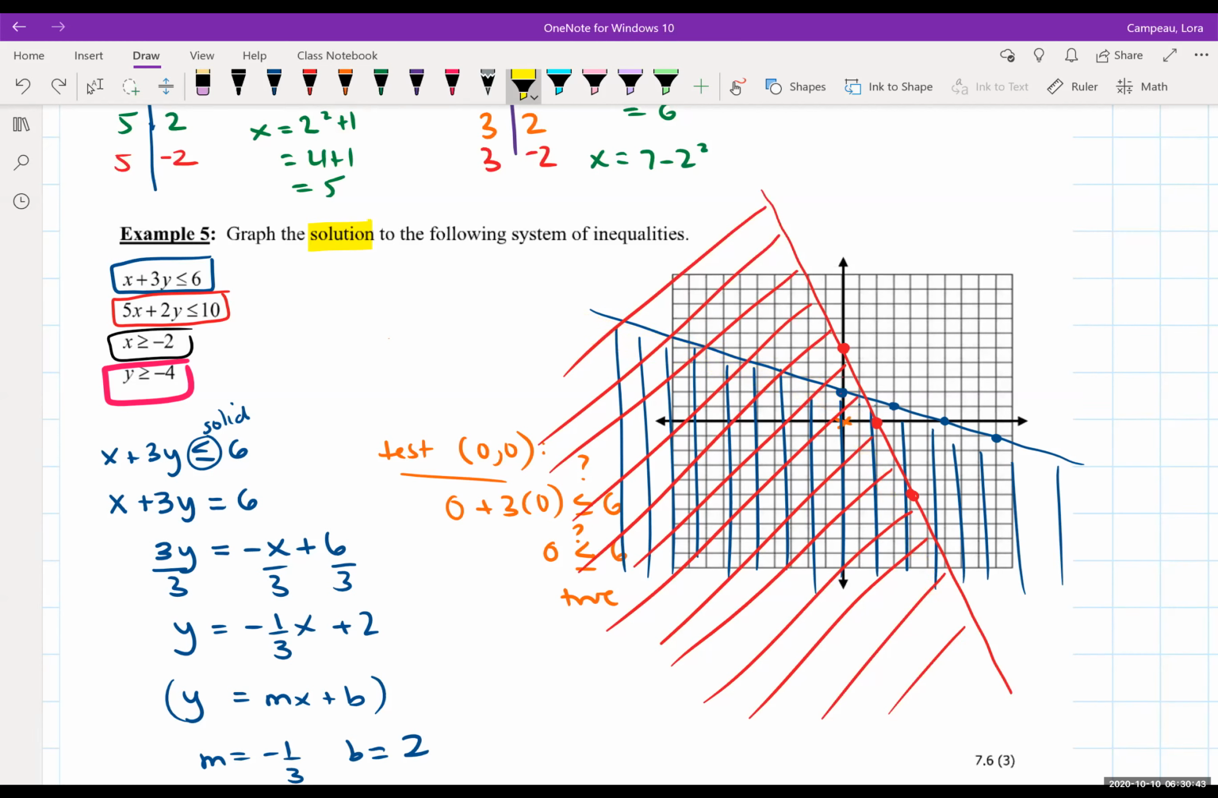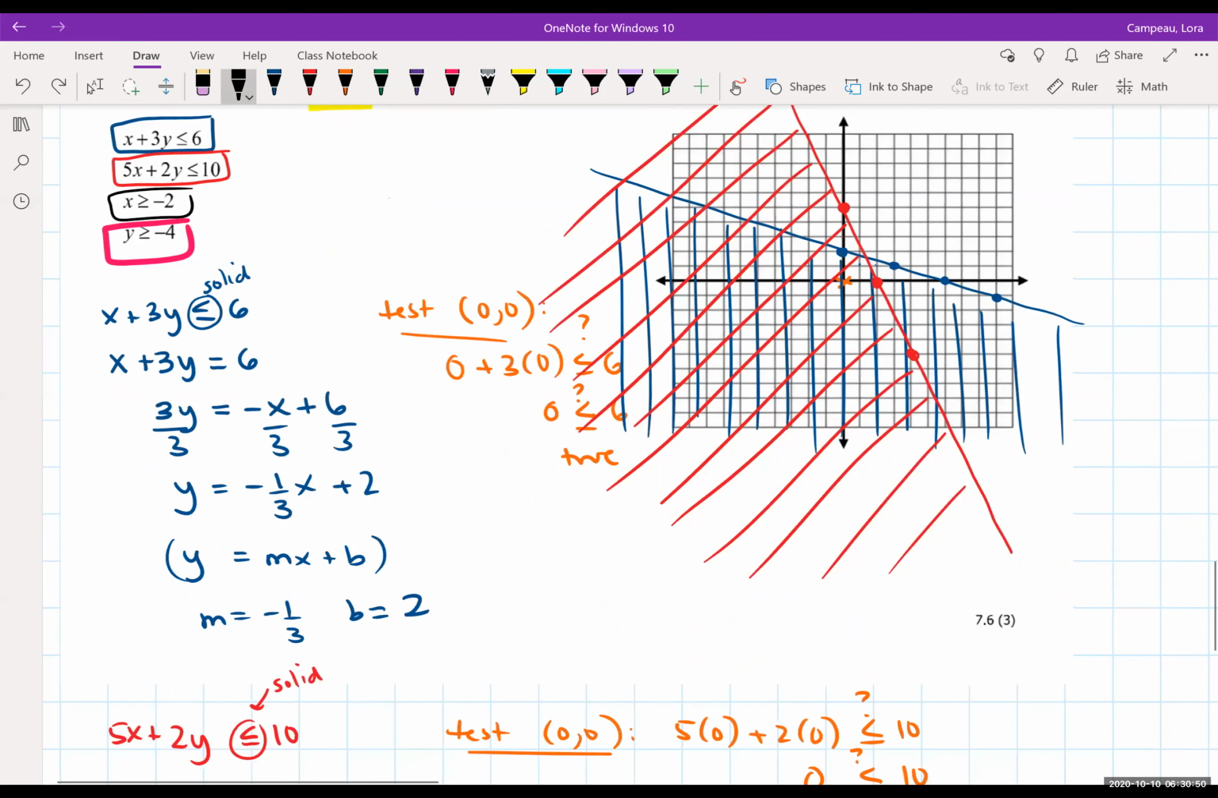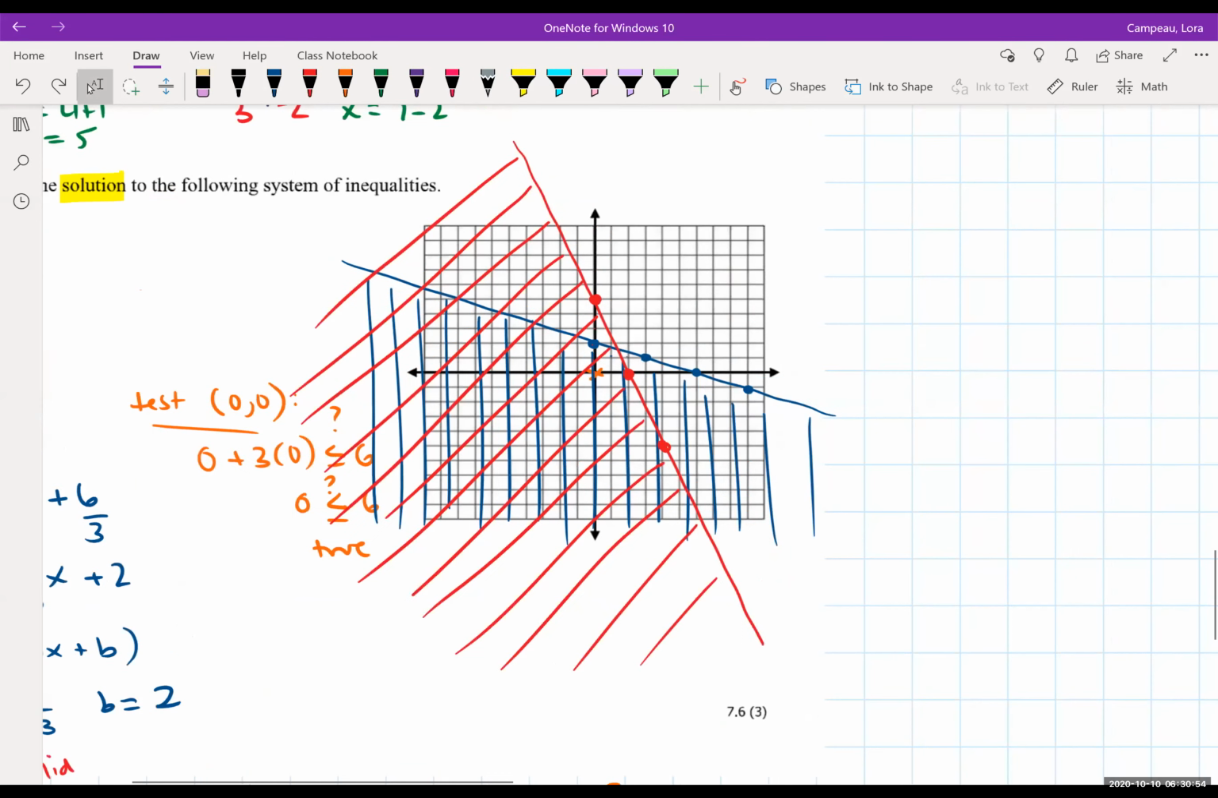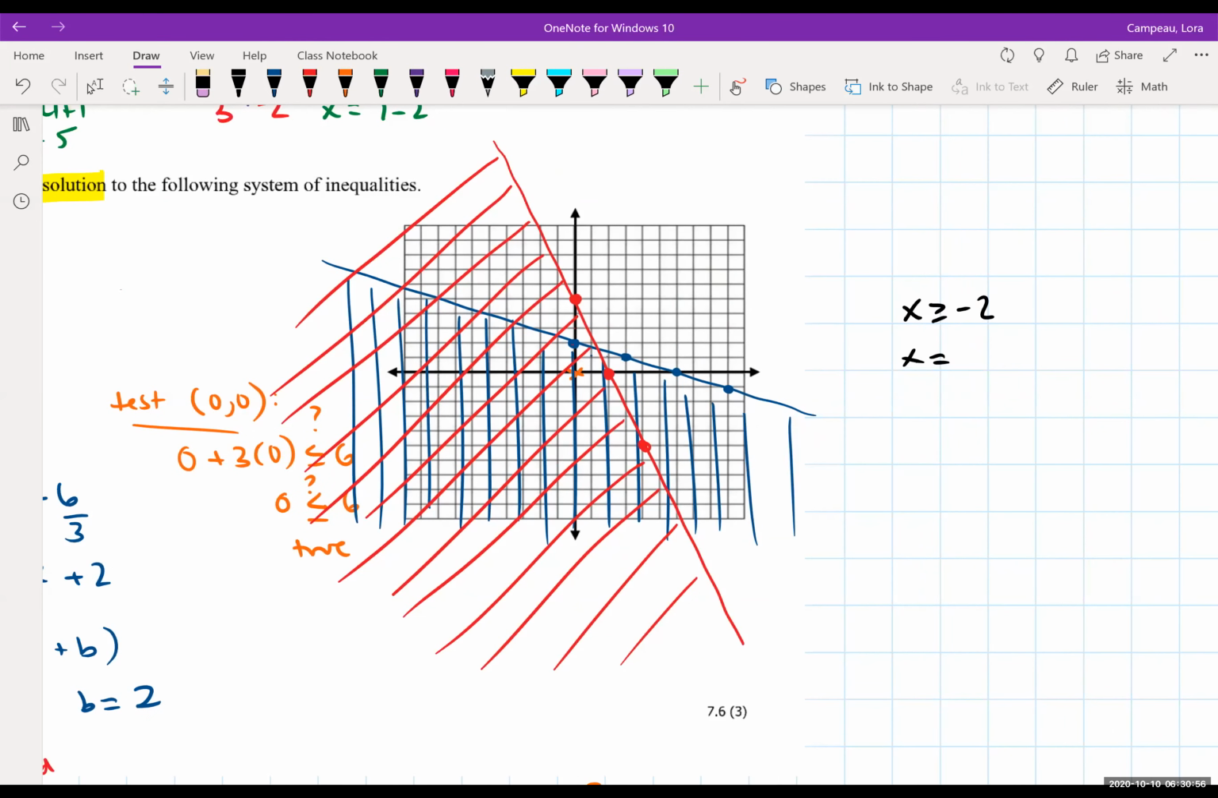So let's continue on. We have x is greater than or equal to -2. And that one's kind of nice. If you're making the boundary curve, x equals -2.